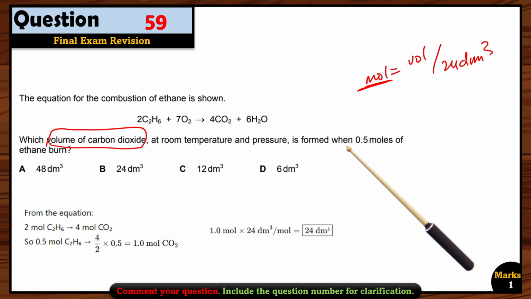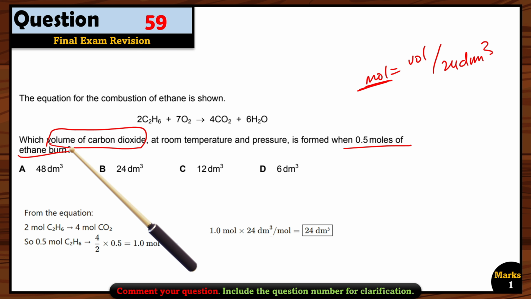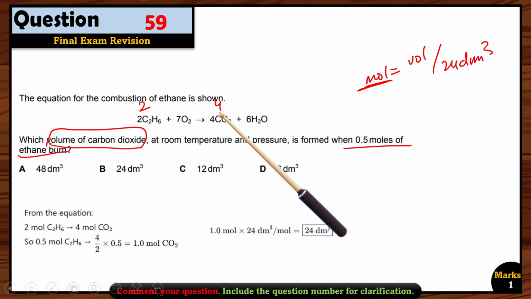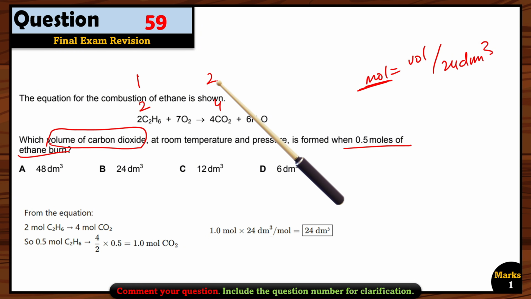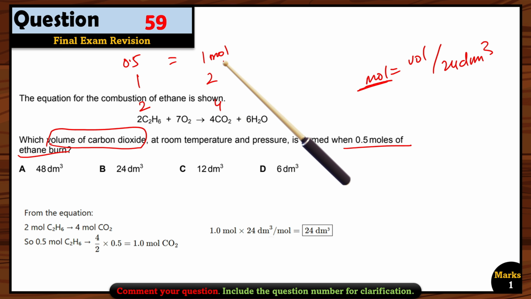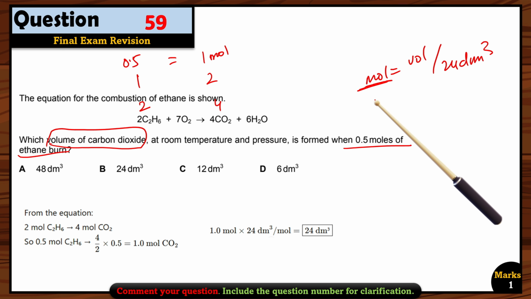How can you find the moles? Easily from the ethane, right? So 2 ethane is actually giving you 4 carbon dioxide, right? So 1 will give you how much? 2, right? And if we have 0.5, then it will give you how much? 1 mole. It's simple, right? So you will get 1 mole.